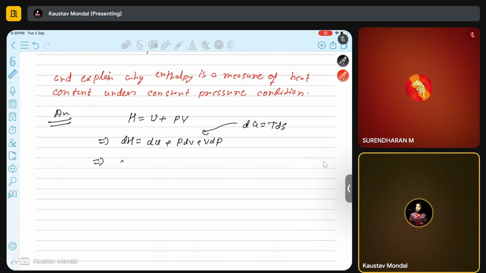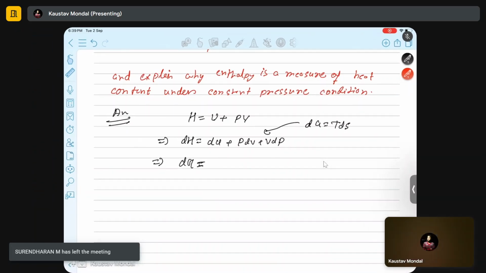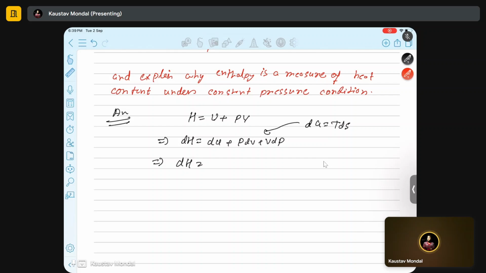After doing that, dH will become... so it's a constant pressure condition, right? So the change in pressure will be 0, so dP would become 0. That means dH will become simply TdS plus VdP, right?